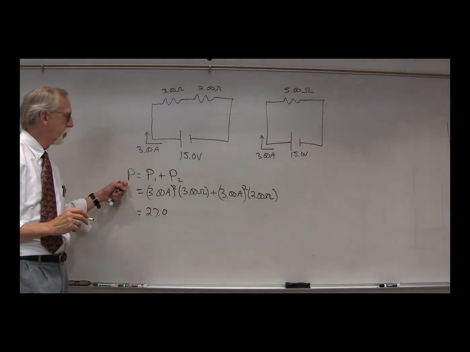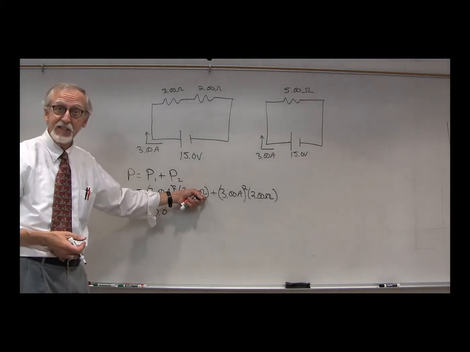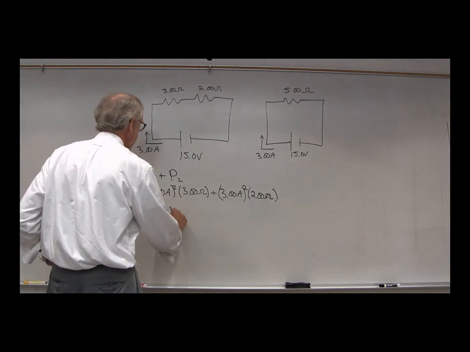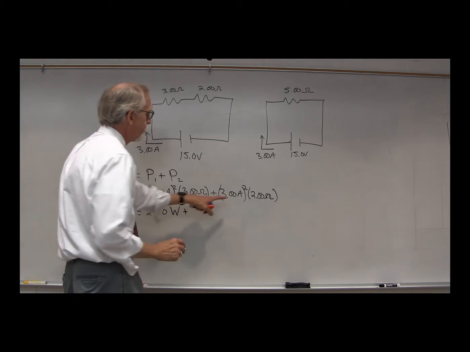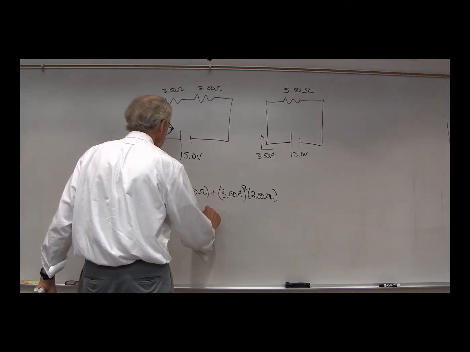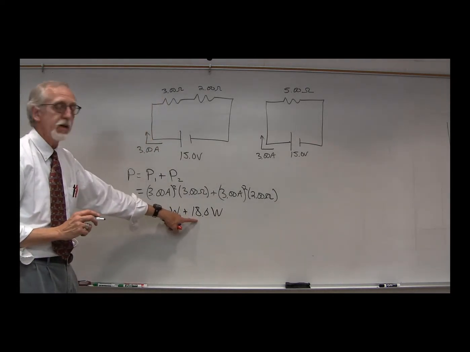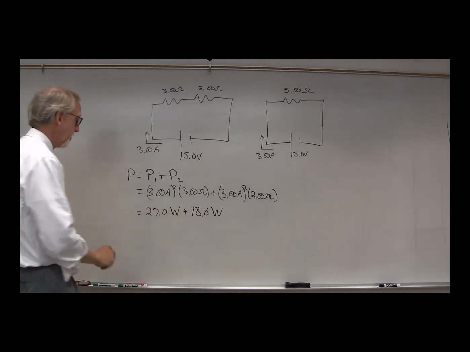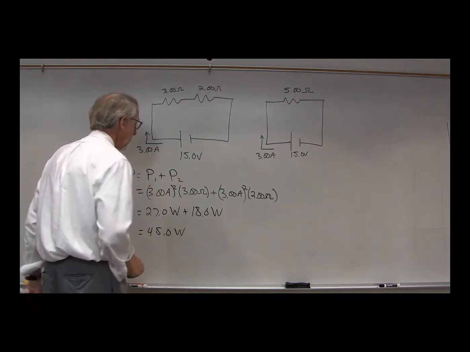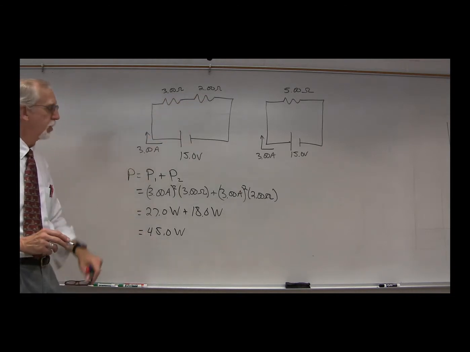And what are the units for power? An amp squared ohm, what's an amp squared ohm? Well, that's an SI unit, so what's the SI unit for power? A watt. So 27 watts, plus 3 squared is 9, times 2 is 18, plus 18 watts, again. And 27 plus 18 is what? 45 watts. There we go. So the total power used by these 2 resistors is 45 watts.